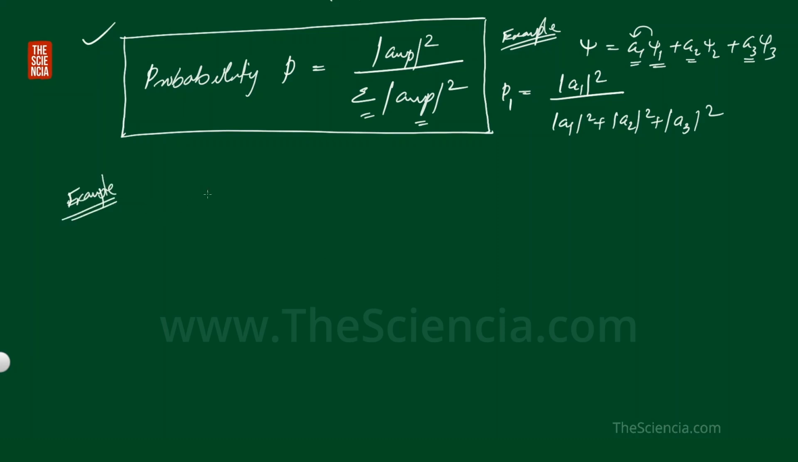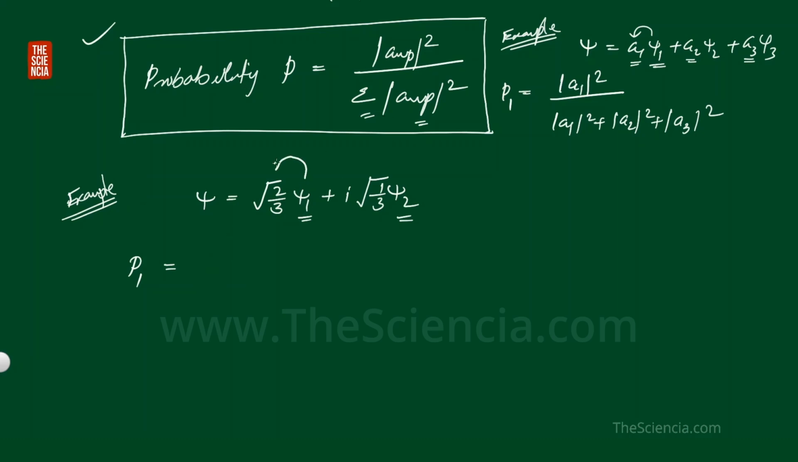A state is given, a linear combination of two states, given as root 2 by 3 psi1 plus i root 1 by 3 psi2. The question is to find the probability of finding the particle in the state psi1 and the probability of finding the particle in the state psi2. So the probability of finding the particle in the state psi1 is represented as P1, that is equal to, what is the equation? Modulus of amplitude square.